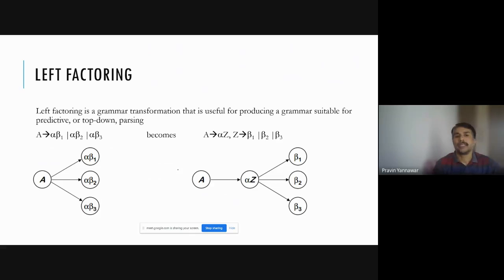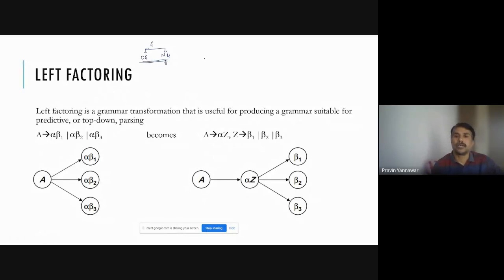Okay, now next is left factoring. This is again a very important point, left factoring. We know there are two types of grammar, right? So in short, if there is a grammar, then this grammar has two parts: deterministic grammar and non-deterministic grammar. Right. So in order to convert a non-deterministic grammar into a deterministic grammar, we need to go for a left factoring.